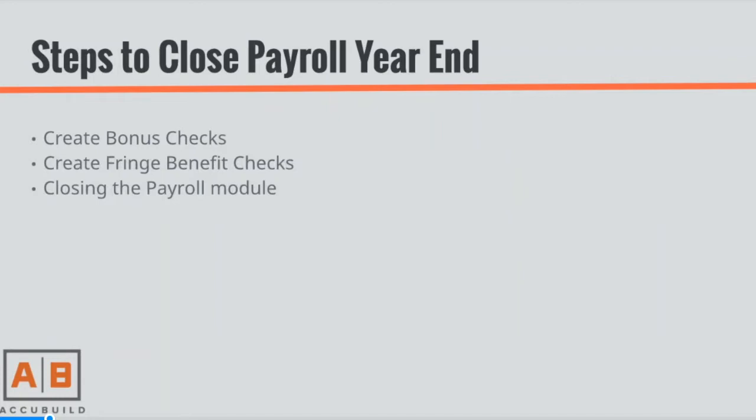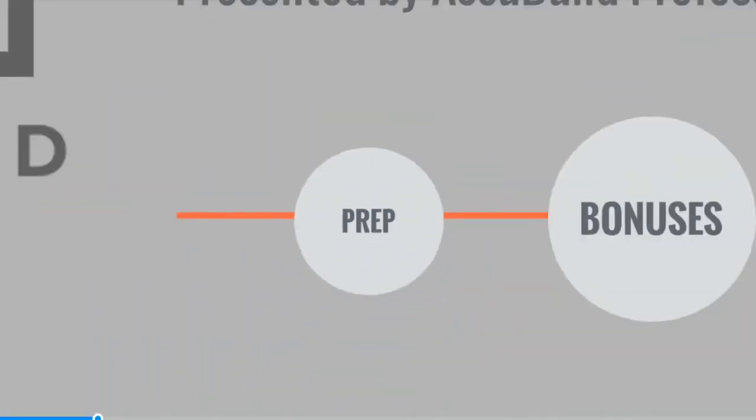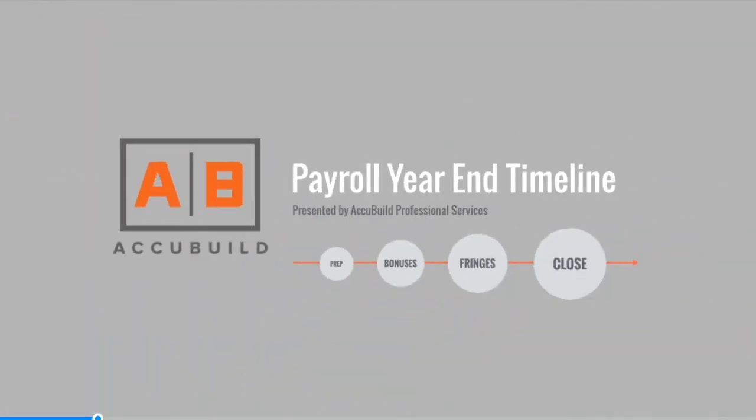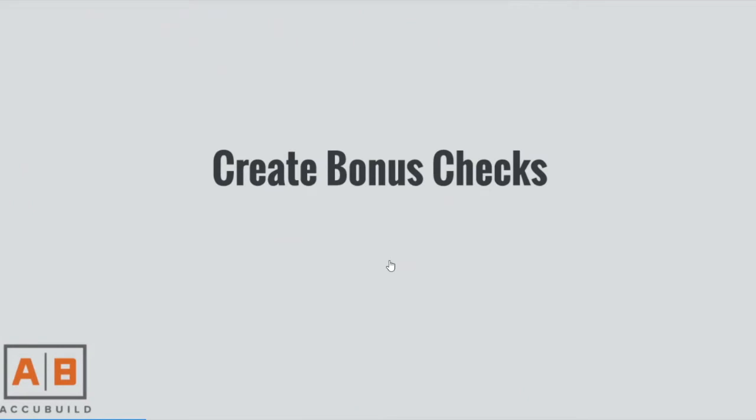There are 3 steps involved in closing the payroll year-end. Not all of these may apply to your company. The first, create bonus checks prior to 12/31 of the year-end. Create fringe benefit checks, and then finally closing the payroll module. First, we'll cover creating bonus checks.